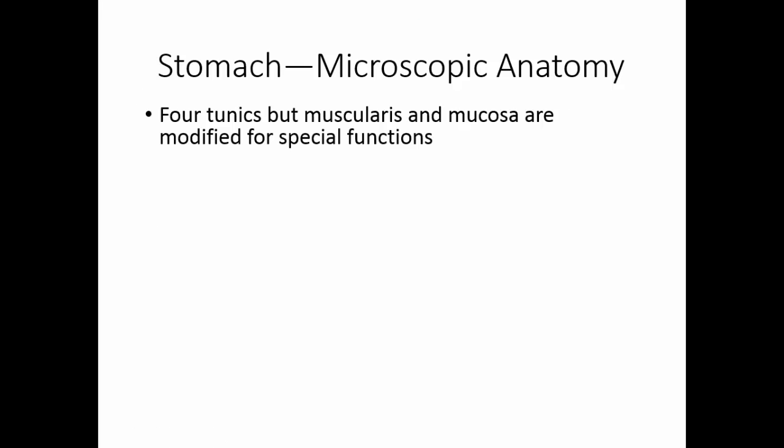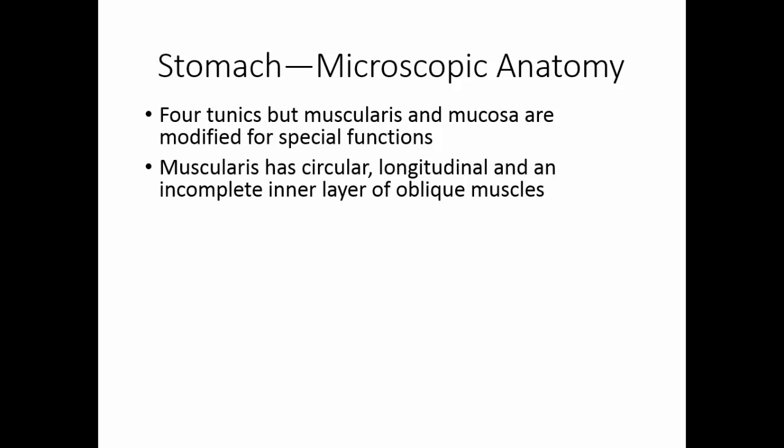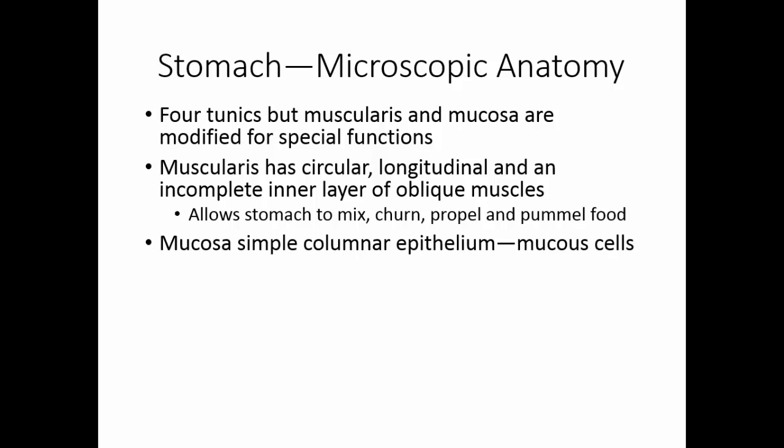The stomach has all 4 tunics, but the muscularis and the mucosa are modified for special functions. The muscularis still has the circular and longitudinal layers, but it also has an incomplete inner layer of oblique muscles. This allows the stomach to mix, churn, propel, and pummel the food. The mucosa is a simple columnar epithelium that is made of mucus cells. These mucus cells produce a cloudy, protective 2-layer coat of alkaline mucus.